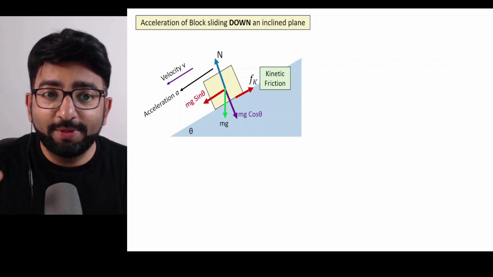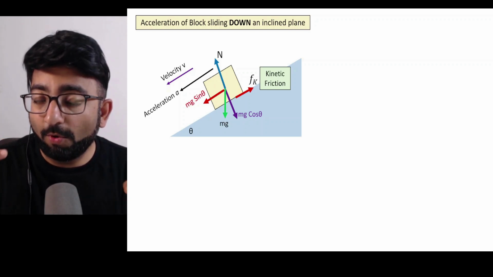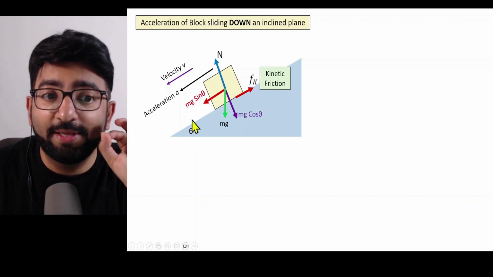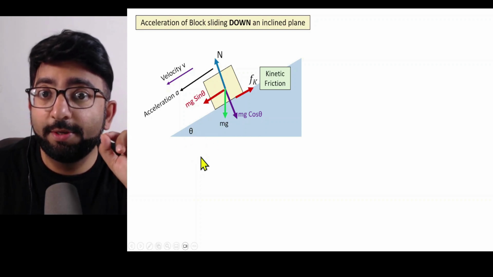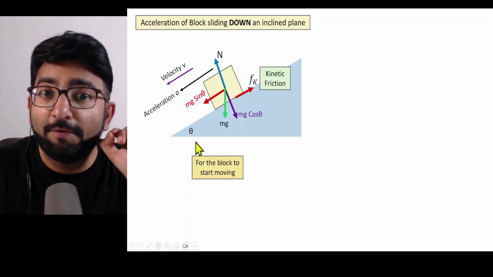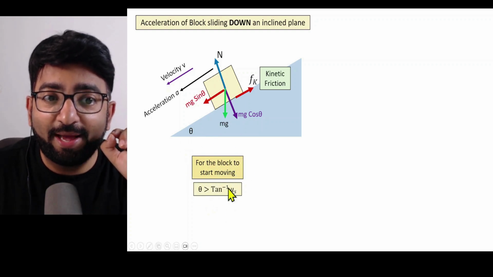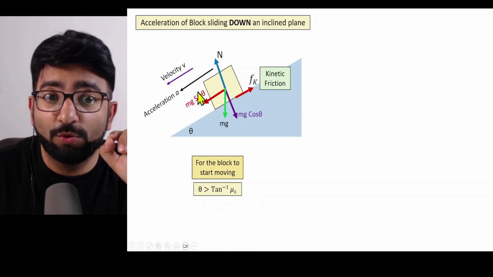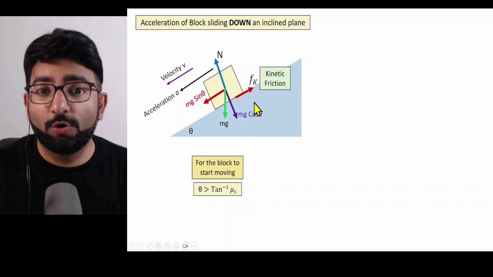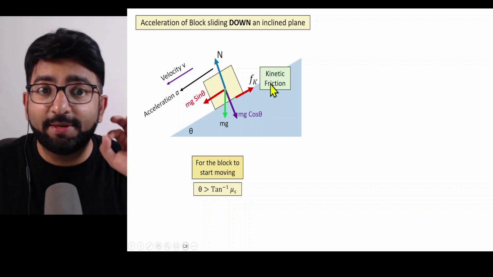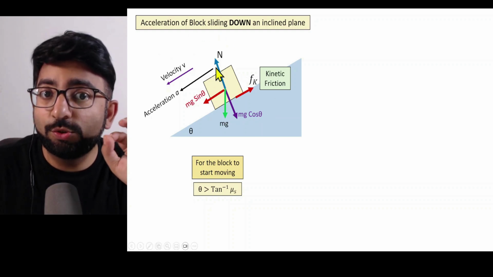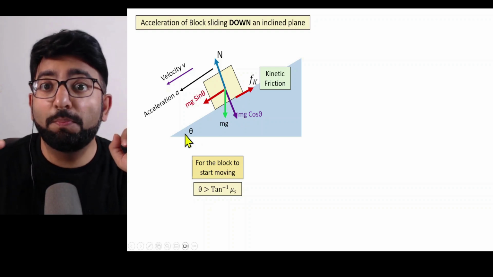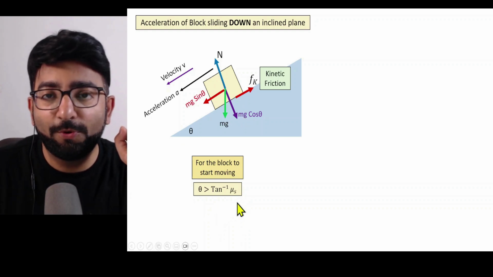So we already know that in situations like this, if a block is kept on an inclined plane, for the block to start moving, there is a critical value of theta which needs to be satisfied. And that is, for the block to start moving, the angle of inclination theta should be greater than tan inverse mu s. Only then the block will start to move. Now, in this case, it is mentioned that the block is actually sliding down the incline, which means the angle of inclination is much greater than tan inverse mu s.